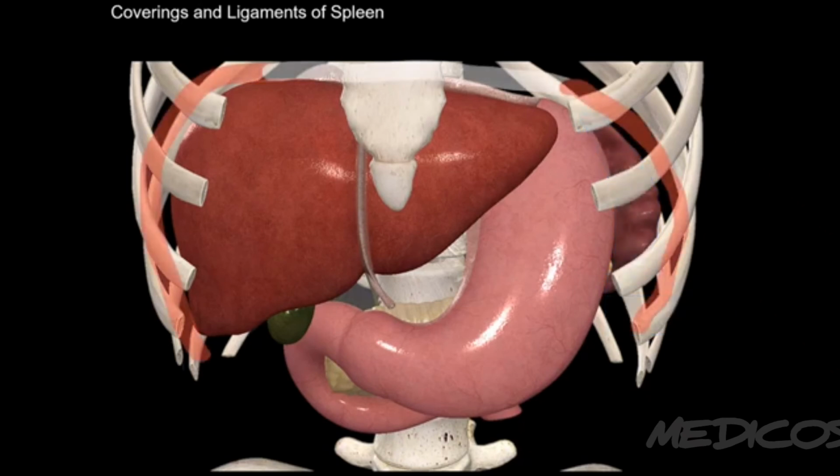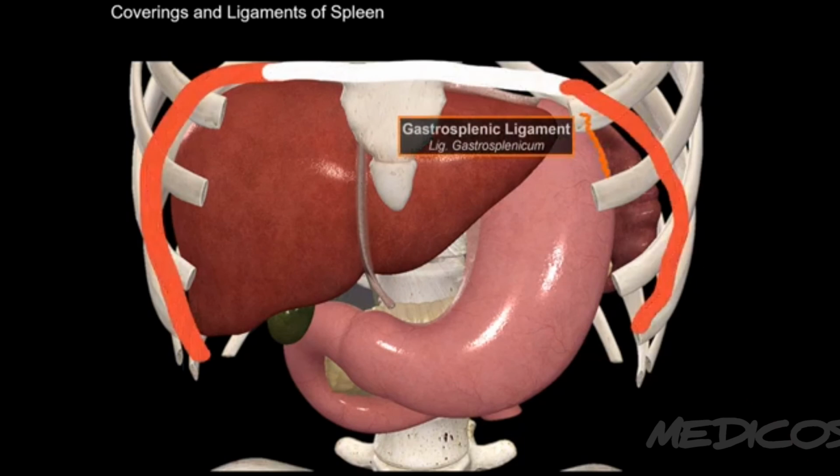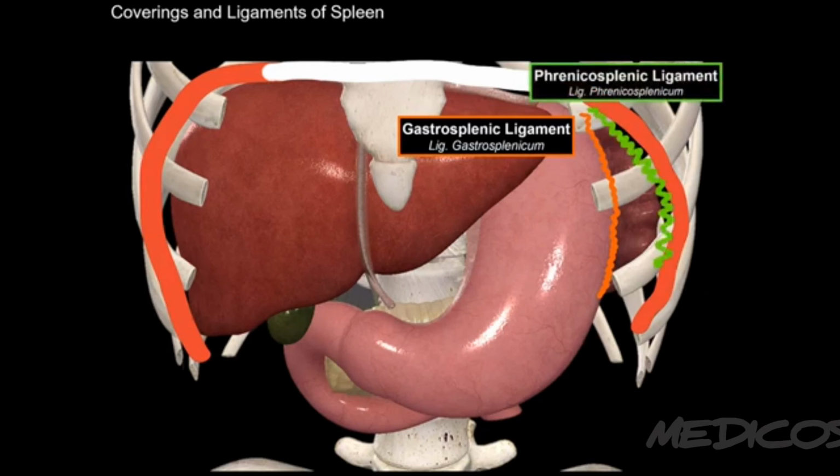And so if you add the diaphragm again, the first peritoneal ligament you will see is the gastrosplenic ligament. That is the ligament that connects the stomach to the spleen. It also connects to the diaphragm through the phrenicosplenic ligament. That's kind of a hard name, but remember, phrenic is everything to do with the diaphragm. So the phrenicosplenic ligament goes from the diaphragm to the spleen.